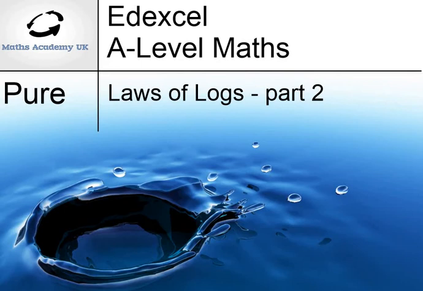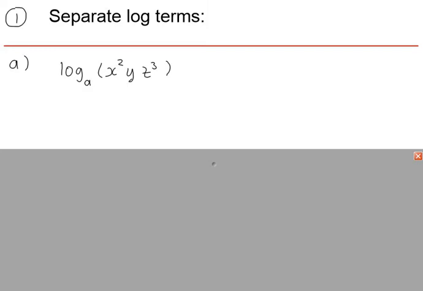The laws of logs, part 2. We need to split this single log term into multiple log terms. We can see that these are all multiplied, the x squared, the y and the z cubed, they're multiplied together. So we get log x squared plus log y plus log z cubed from the multiplication rule for logs.